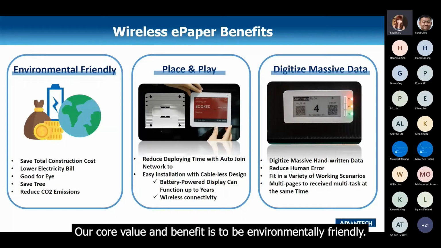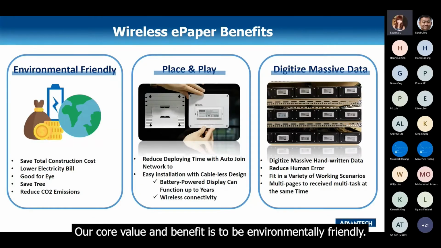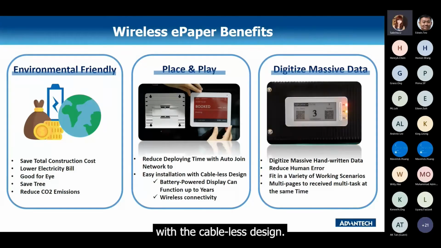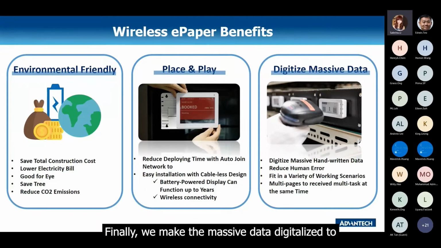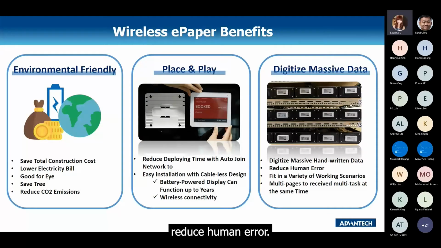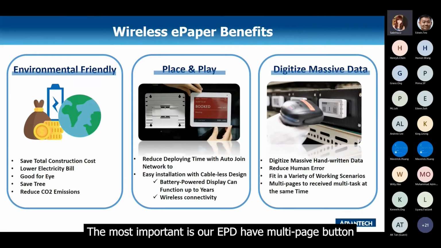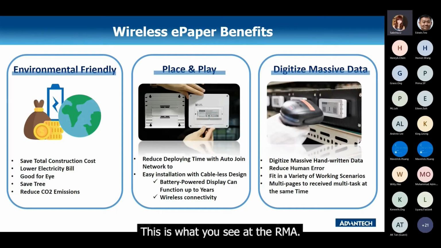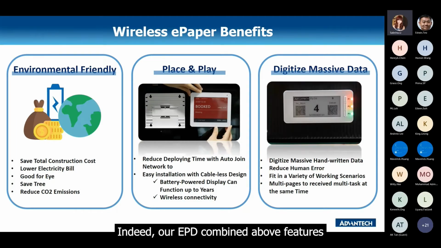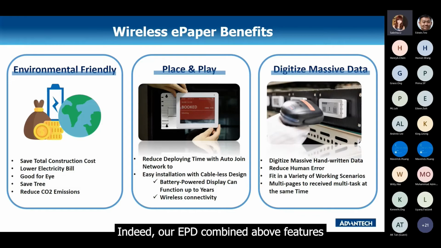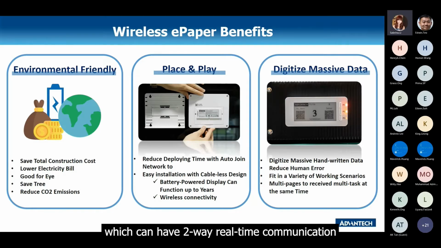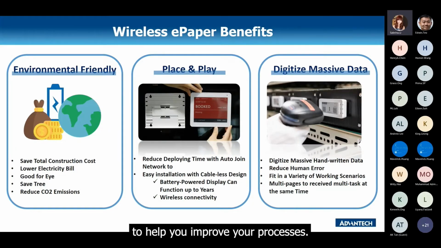Our core values and benefits are being environmentally friendly, and secondly, reducing deployment time and easy installation with the cableless design. Finally, we digitalize massive data to reduce human error. Most important, our EPD has multiple pages and buttons to receive multiple tasks at the same time. This is what you see in the RMA. Indeed, our EPD combines the above features to move around the factory field, which enables real-time two-way communication to help you improve your process.